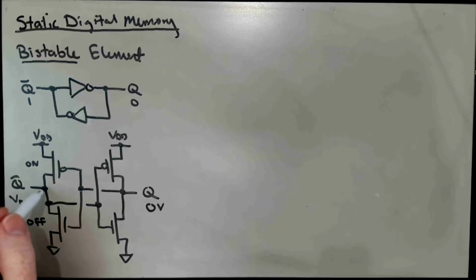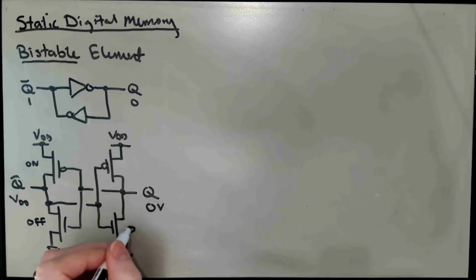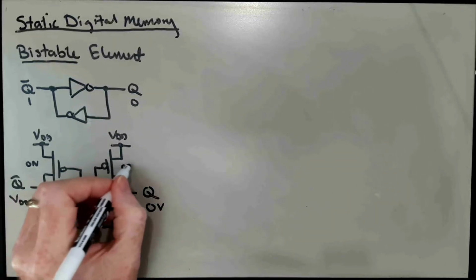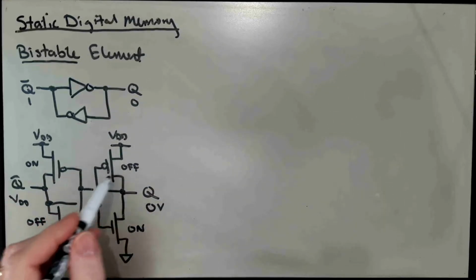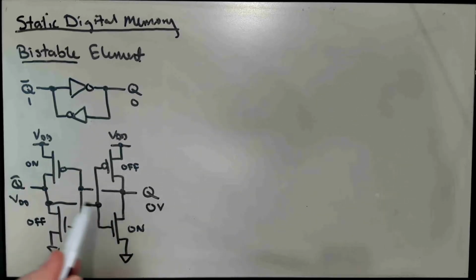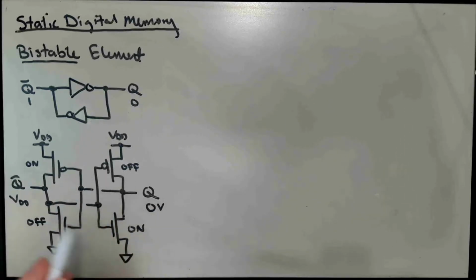Now if Q bar is at VDD, that in turn comes back around here and turns this NMOS transistor on and turns this PMOS transistor off. And so here we have this PMOS transistor having let go of Q and this NMOS transistor down here strongly driving Q to 0. And so this is a stable configuration, or a self-consistent configuration at least, as we chase this around the feedback loop here.